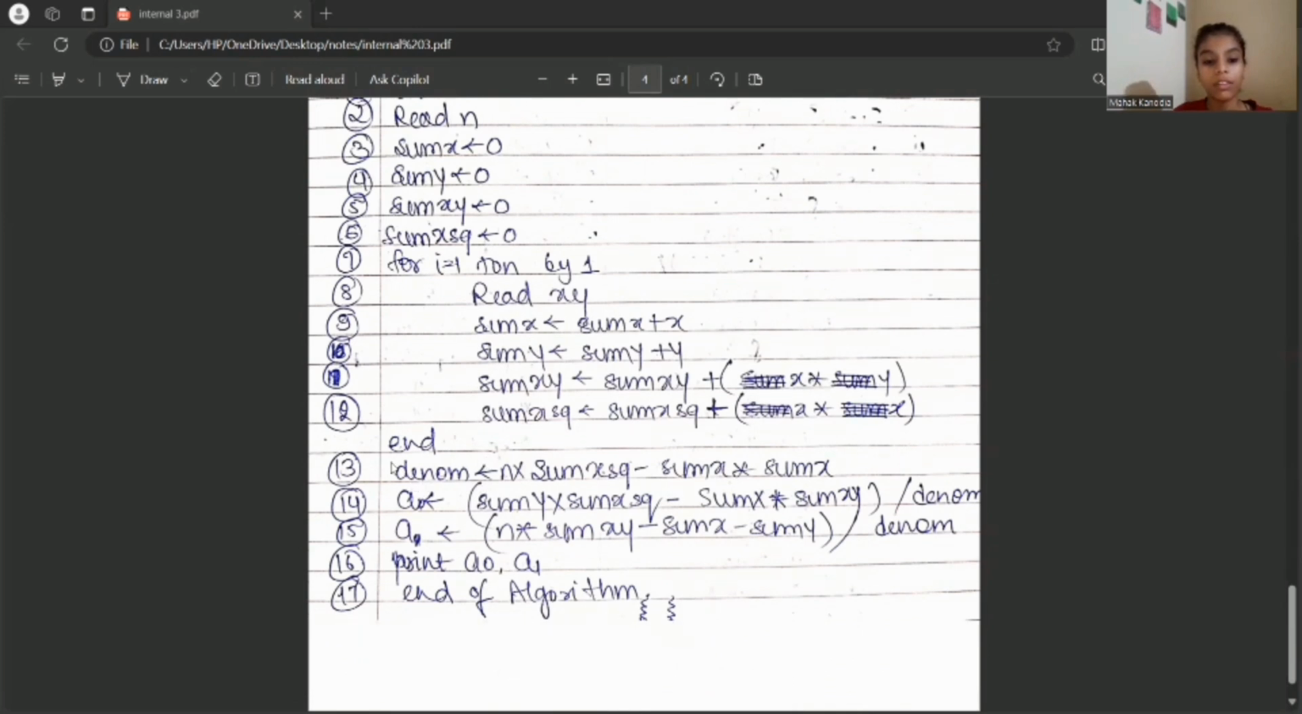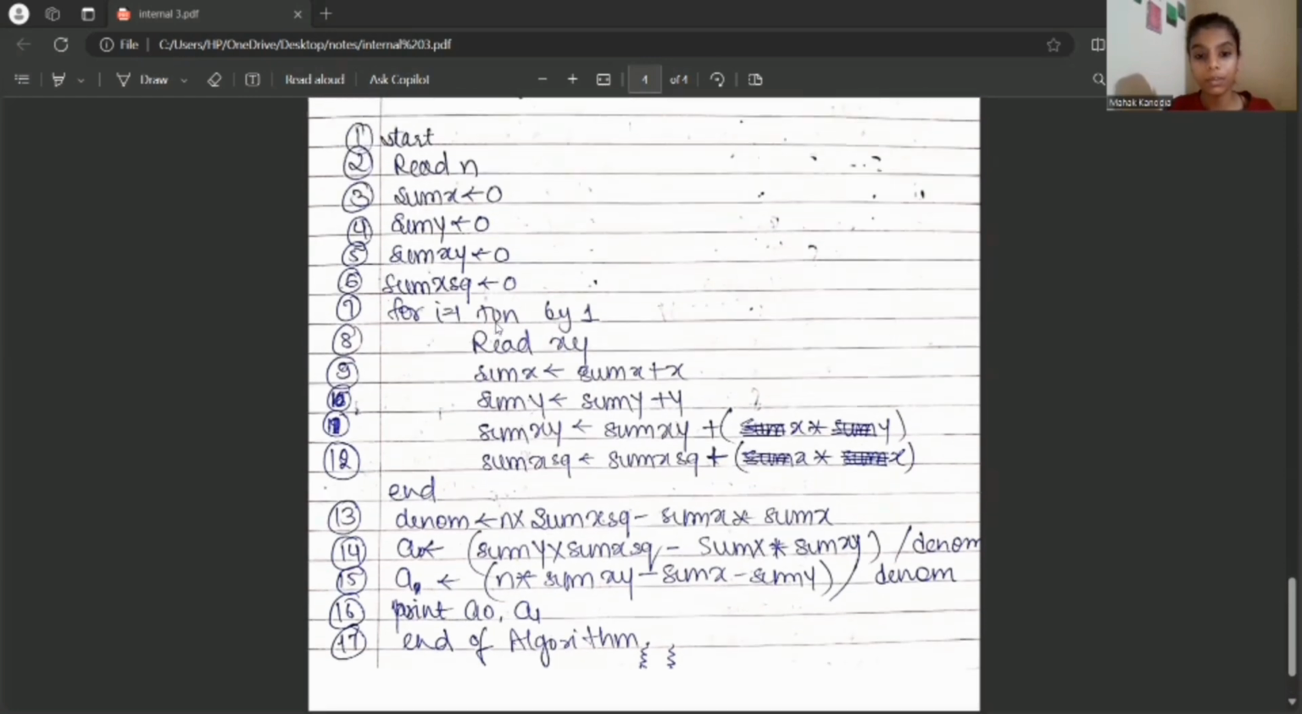And again, we initialize a variable called denominator where we assign n into sum of x square minus sum x into sum x. And the value of a0 is defined as sum y into sum x square minus sum x into sum xy divided by the denominator. The value of a1 is assigned as n into sum xy minus sum x into sum y, which is divided by the value of denominator. We print the values of a0 and a1 and end the algorithm.